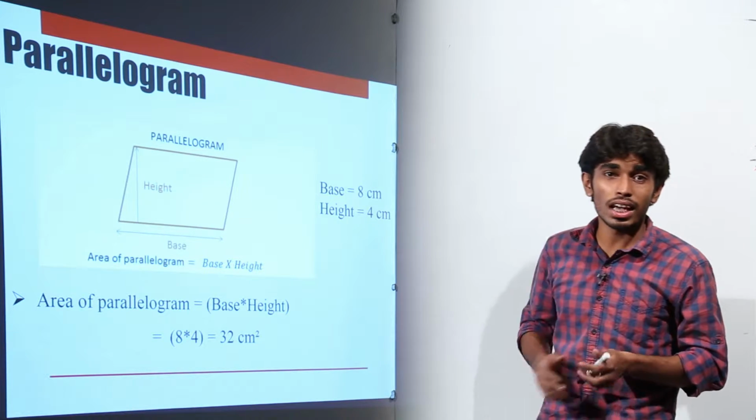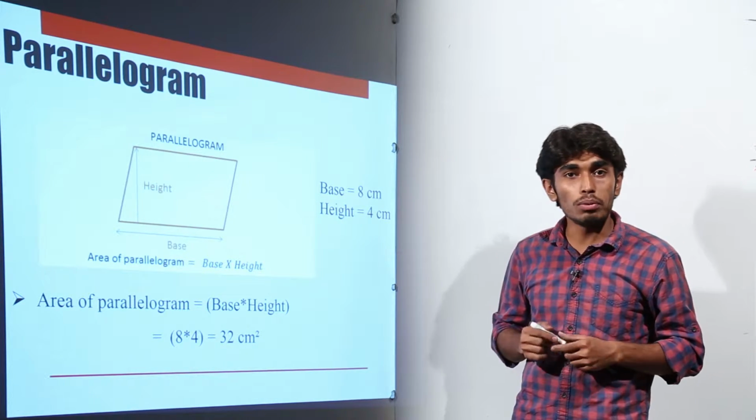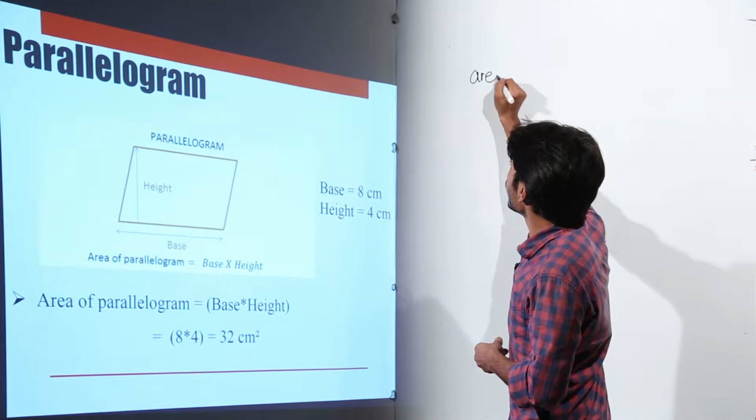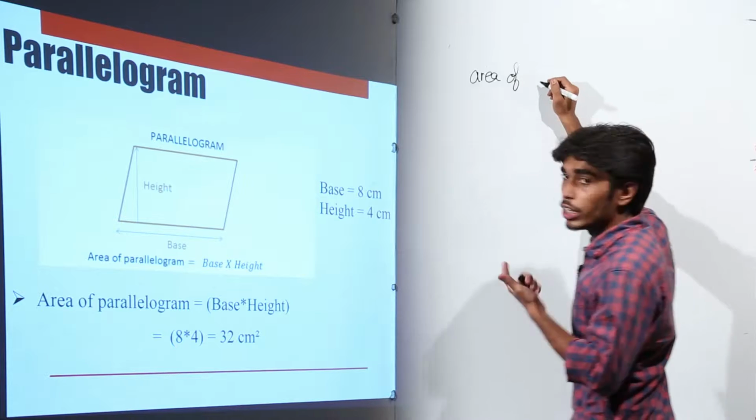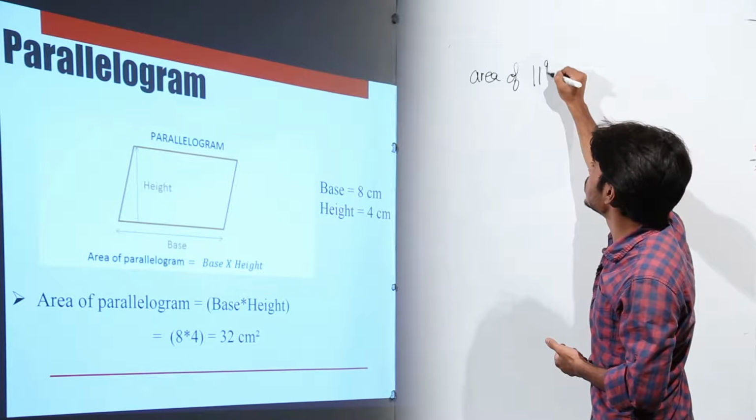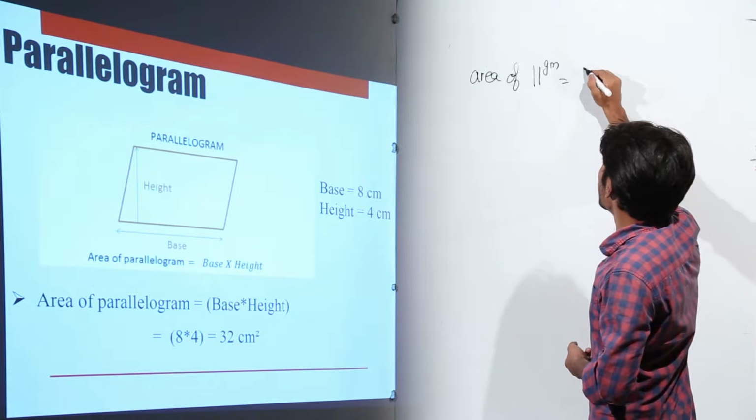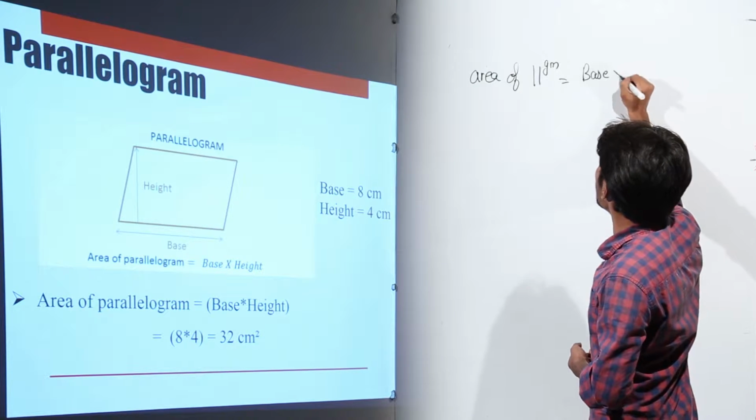Now what is the area of a parallelogram? The formula for the area of a parallelogram is base into height. I'll denote the parallelogram by two parallel lines. This will be the parallelogram. So the area of a parallelogram would be base into height.